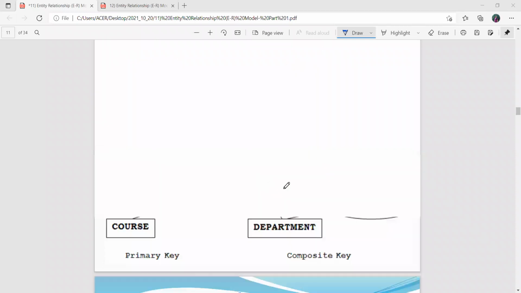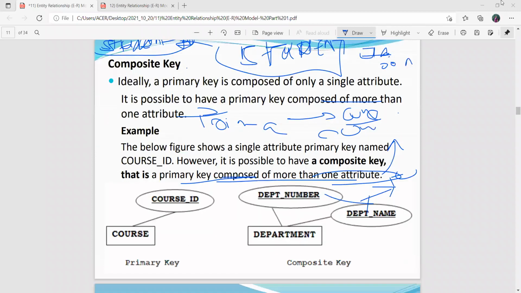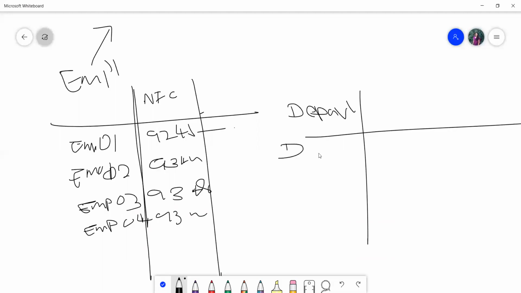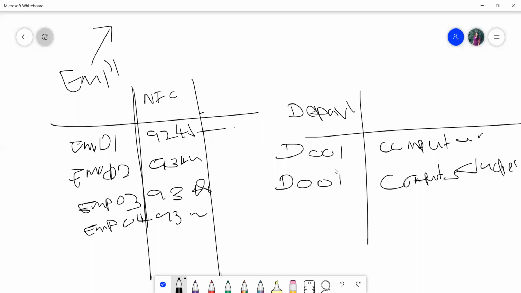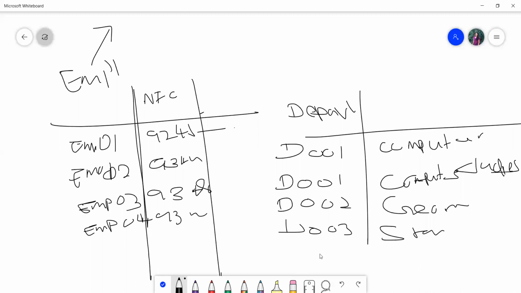Okay. In this case, you can see department number, and as an example, you can see D001. There is another department as D001. This belongs to computer science. This belongs to computer studies. Okay. Then there is 002 geography. Then 003 statistics. Then 004 social science. Okay, like this.